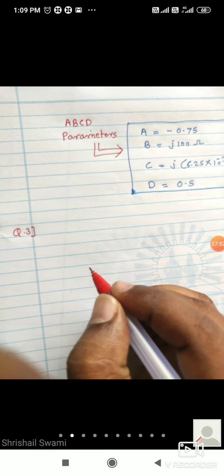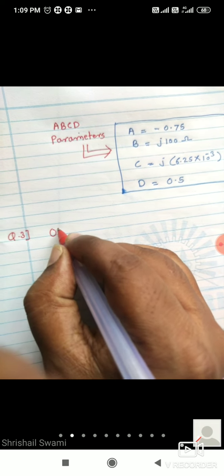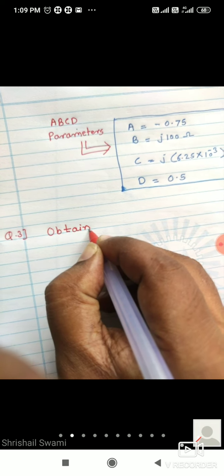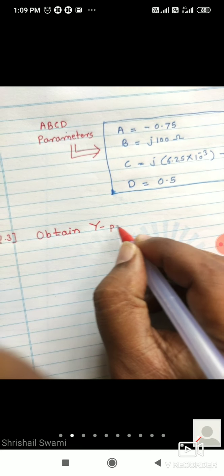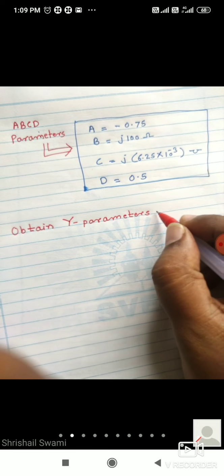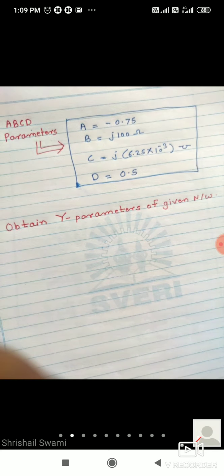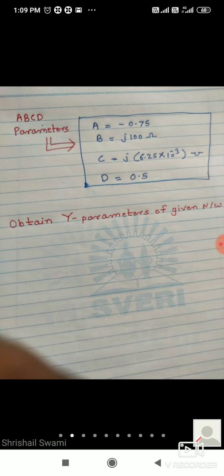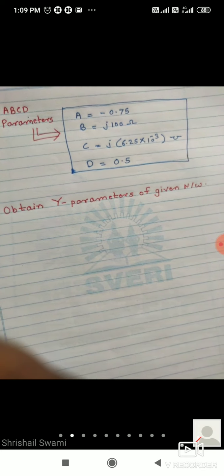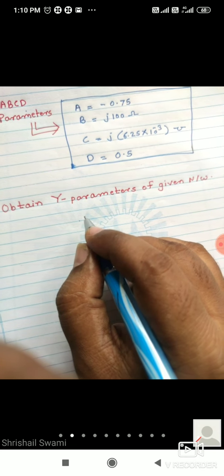Okay, now question number 3. Obtain Y parameters of the given network. Carefully read. This question was also asked in the university question paper. So who will tell the logic of how to find out, or how to solve this type of problem?